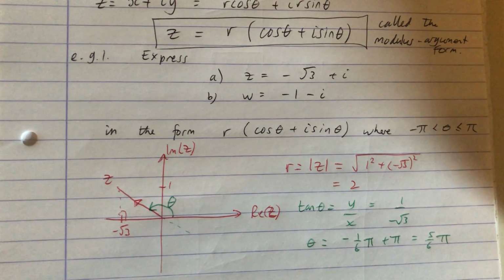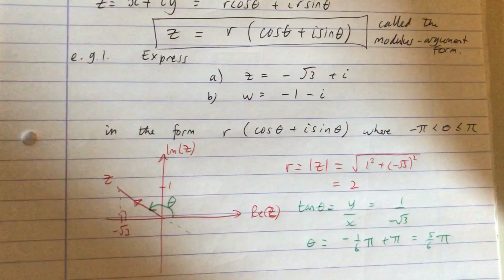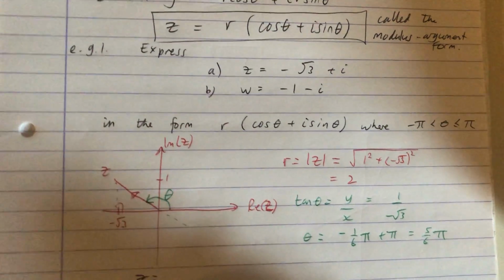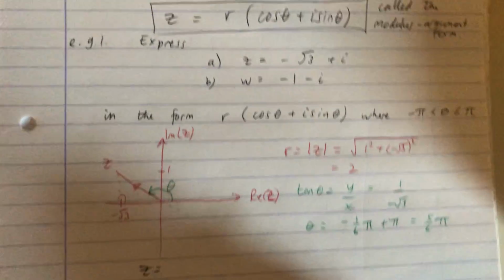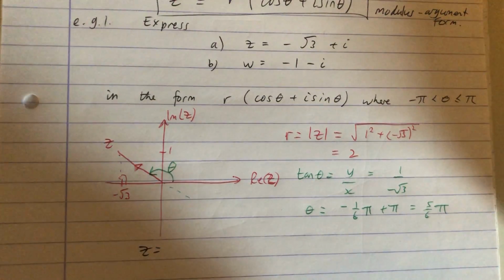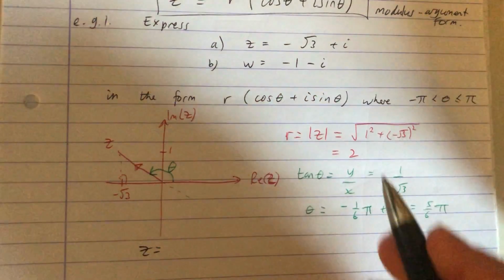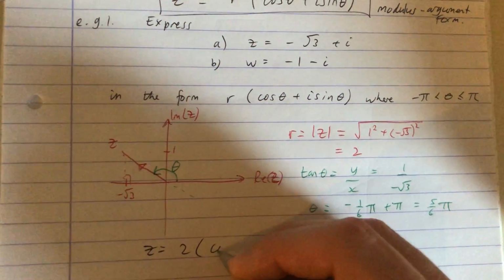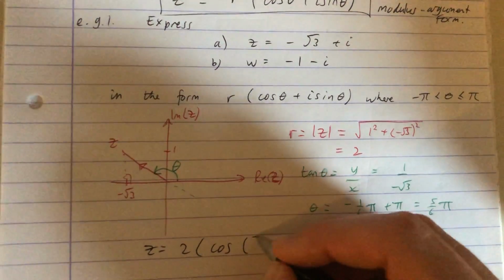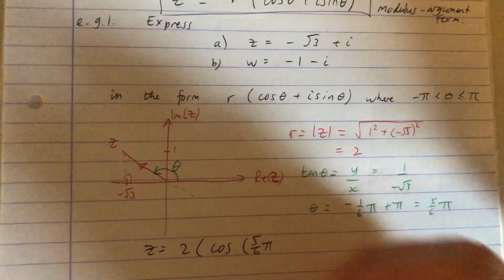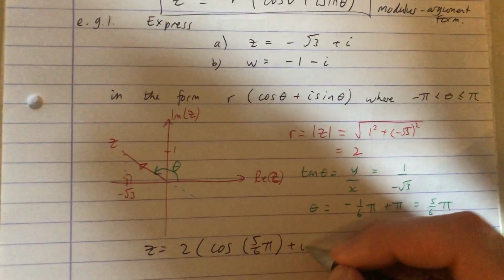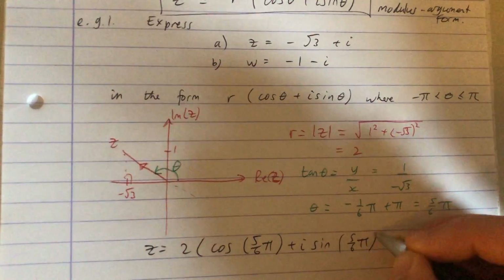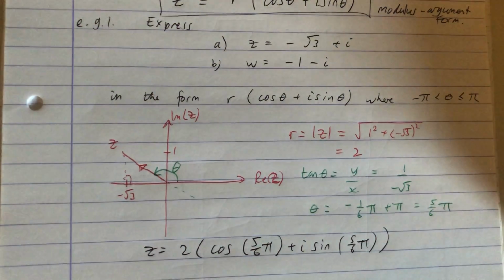And then the last line would be to write it in the form they've asked. So z would be equal to, not minus root 3 plus i, but 2 brackets cos 5/6 pi plus i sine 5/6 pi. Okay?